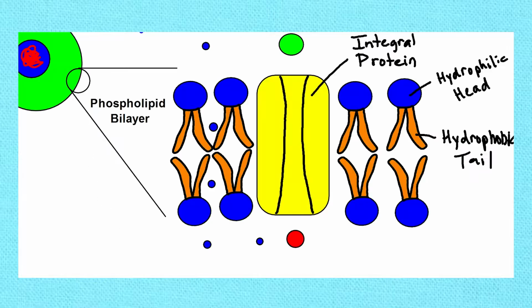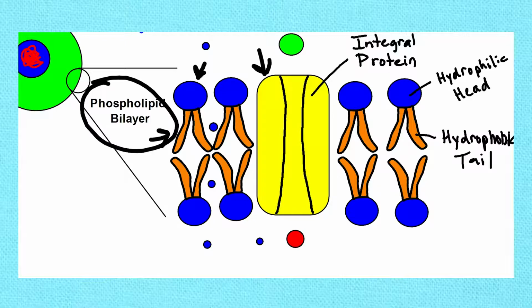So let's look at the active ones a little bit more. We know if we were to zoom into our cell membrane and really look at this thing, it looks like this. It's got the heads, the tails, a couple proteins here and there, but it's basically a phospholipid bilayer. It's 2 lines of lipid.